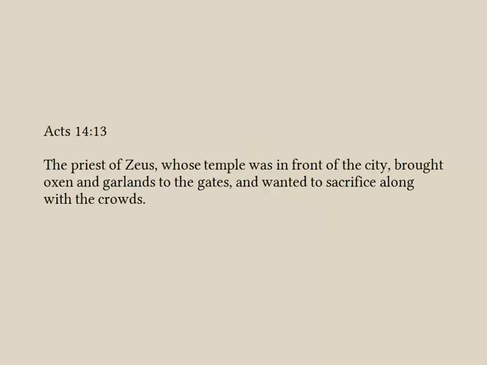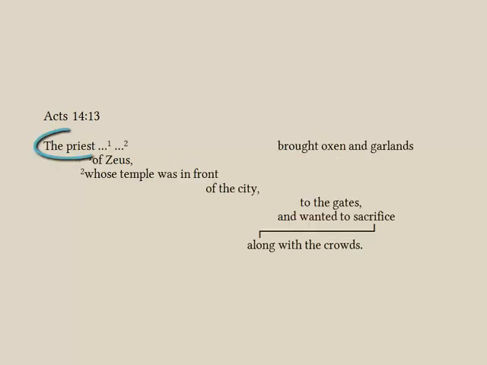So again, I invite you to pause the video and try mapping this verse with a level 2 map. So in this map we see that the subject is the priest, the verb is brought, and the direct objects are oxen and garlands. Those are the elements on the main line. The subject is further described as being a priest of Zeus, and this priest is further described as having a temple which is in front, and front is clarified as being in front of the city.